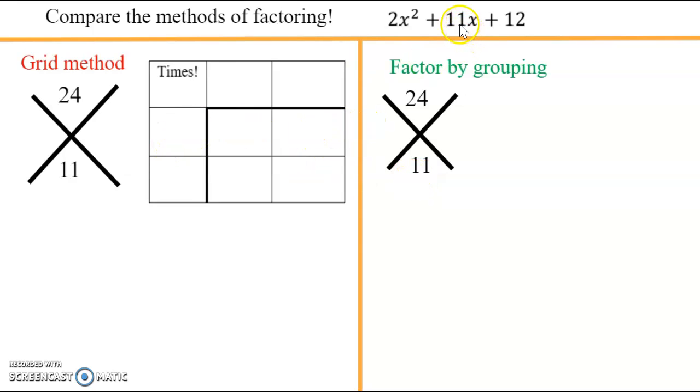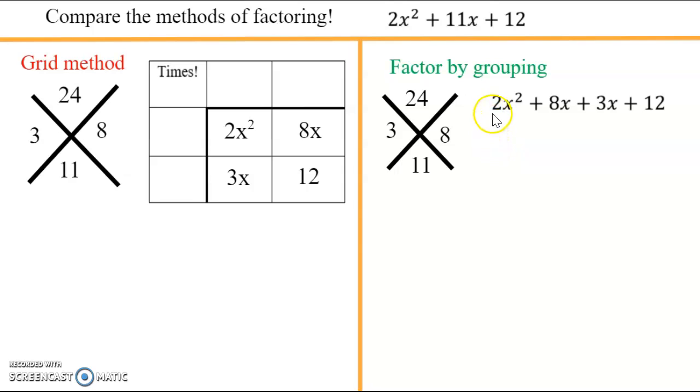And the middle number, the 11x or 11, is at the bottom. Okay, and then you solve the diamond and you get 3 and 8. Then from here, you fill the area model. So 2x squared is the very first term. The 12 is the very last term of the area model. And then from the result of the diamond problem, you get 3x and 8x.